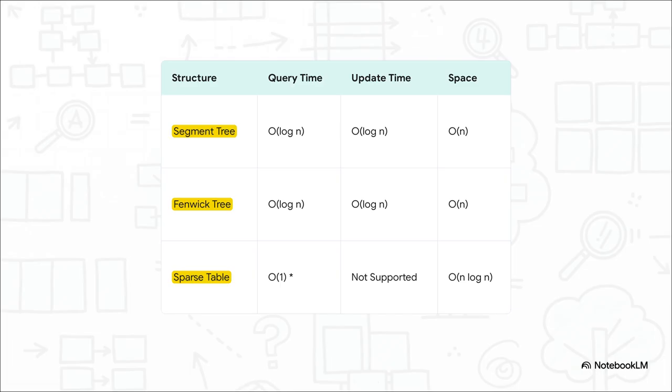But then, look at the sparse table. O(1) query time. That's incredible, but the trade-offs are huge. Updates? Not supported. Space? It takes up a lot more, O(n log n). And that little asterisk is key. That O(1) speed only works for certain kinds of operations.